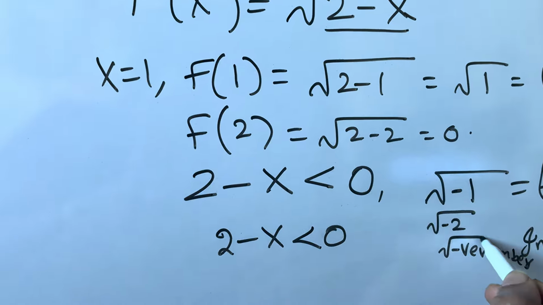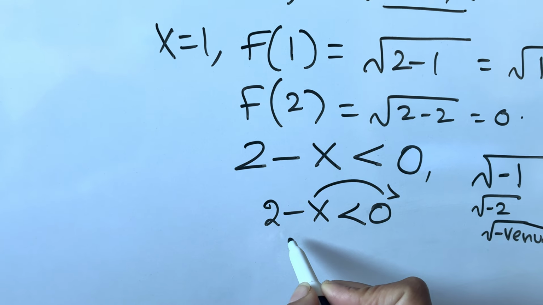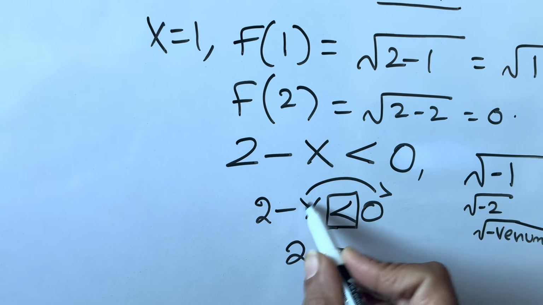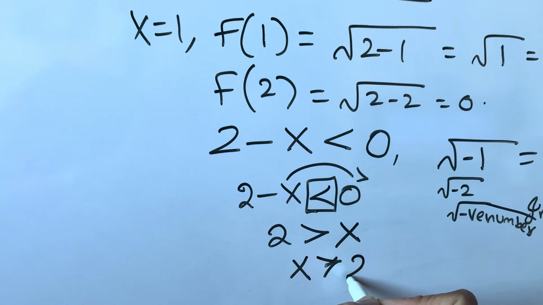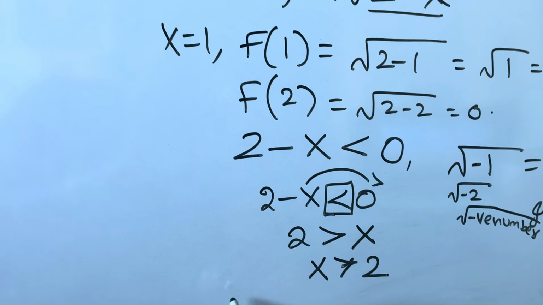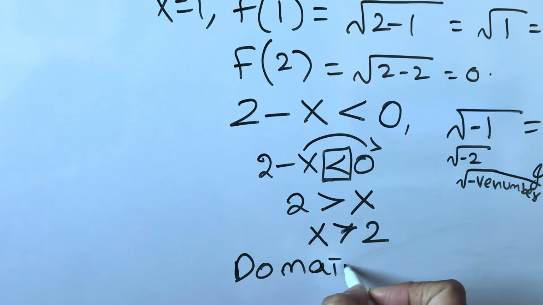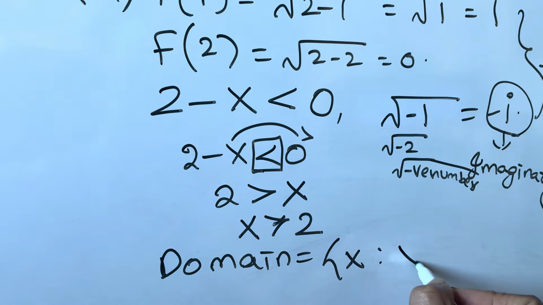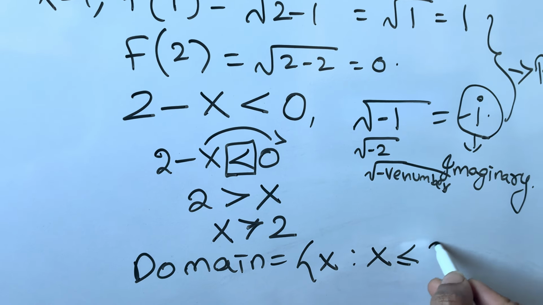which means all less than 0 values, which is when minus x goes to the opposite side of the equation, then the less than sign changes to greater than and x. So this is x is greater than 2. So for all values of x, the domain is all x values, and x values should be only less than or equal to 2.